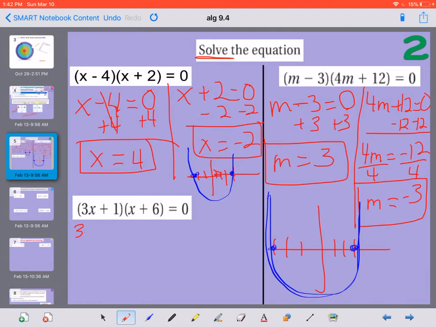Last one, we'd have 3x plus 1 equals 0, and x plus 6 equals 0. So we have to subtract 1 from this side. 3x equals negative 1. Here x equals negative 1/3.